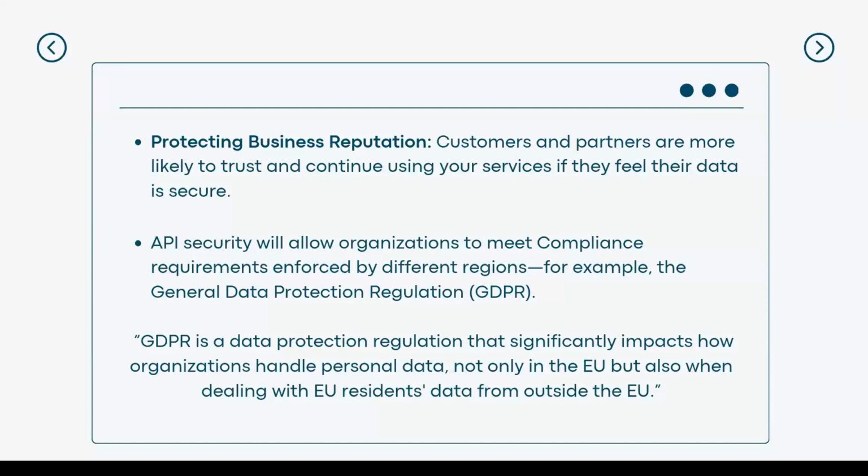We have other regulations. So if you're an organization and you're dealing with clients' data, you have to search for different compliance regulations that apply to your company, because this will save you a lot. If a compliance authority finds out you're not following the particular regulation that was set out, you have to pay a huge fine. So API security helps organizations to meet these compliance requirements.